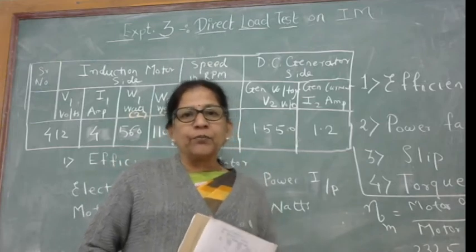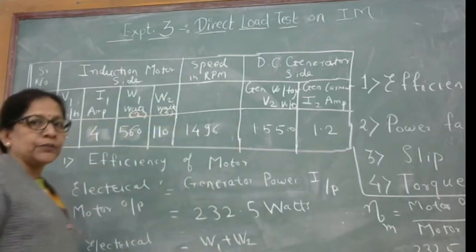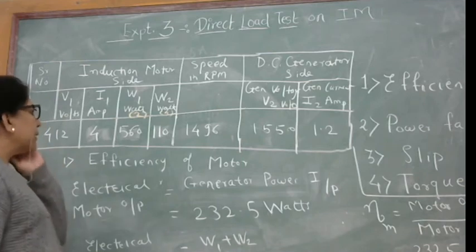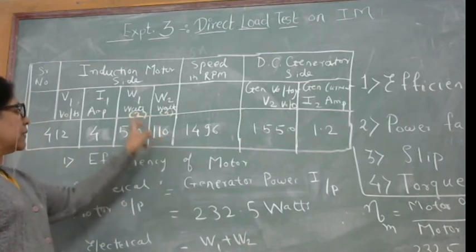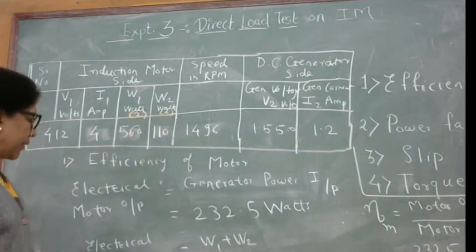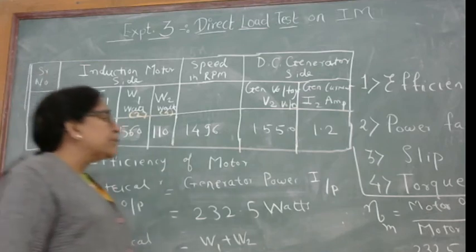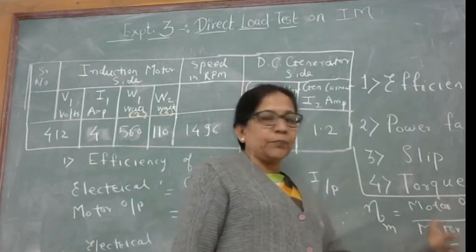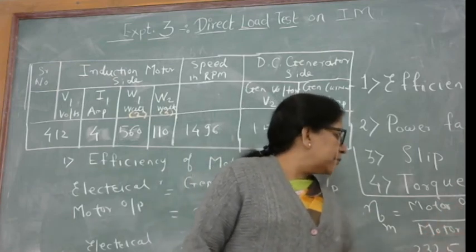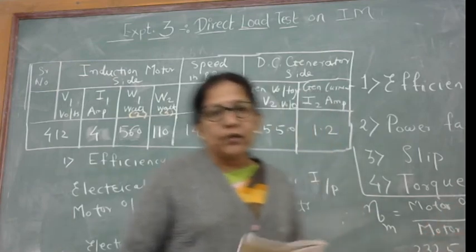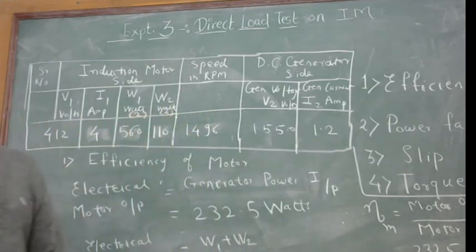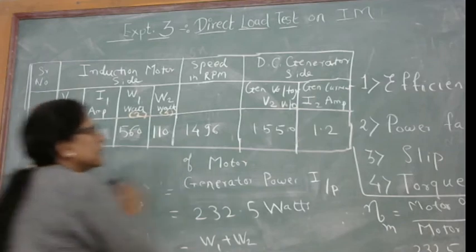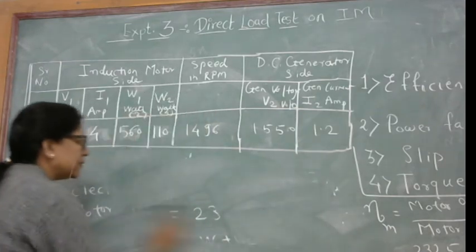So total input power is W1 plus W2. The two wattmeters are having readings 560 and 110. With consideration of the proper multiplying factor, we calculate the input, and then we find out the efficiency of the motor as motor output upon motor input. So it comes out to be 0.14, or in terms of percentage, efficiency 14%.